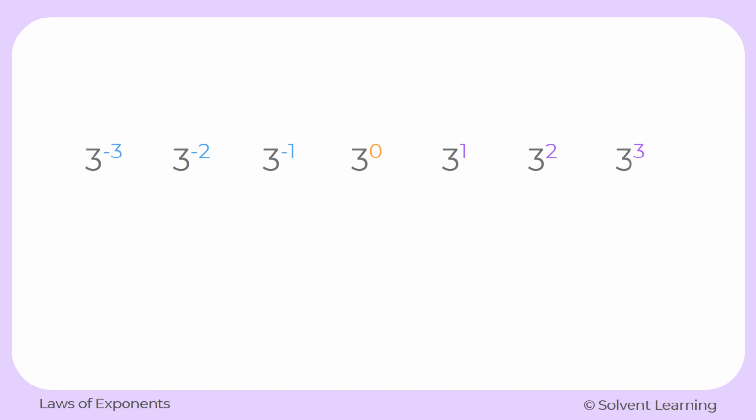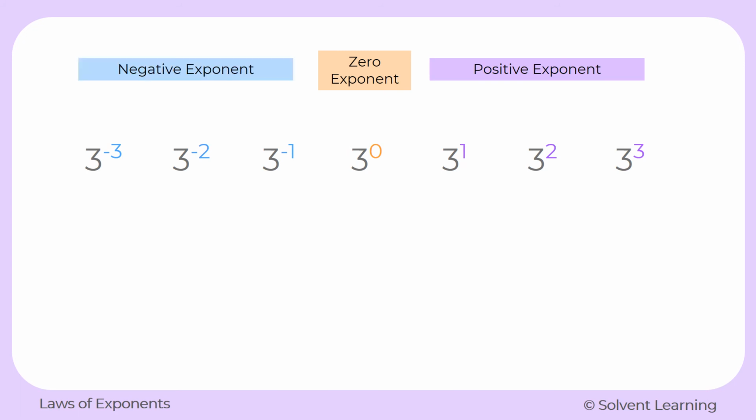So here we have almost a number line of expressions. Each expression has the same base of 3, but the exponents are different. Here we have positive exponents on the right side, +1, +2, +3 as exponents. In the middle we have the exponent of 0, and on the left we have the negative exponents, -1, -2, -3, set up in order just like a number line.